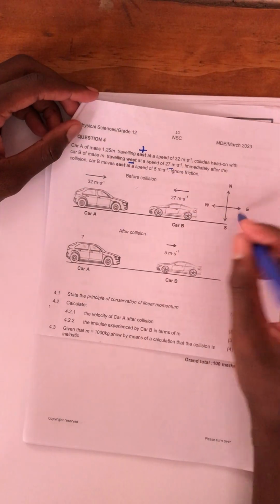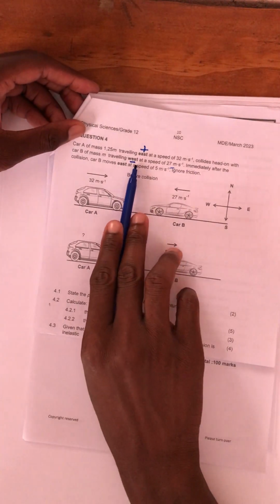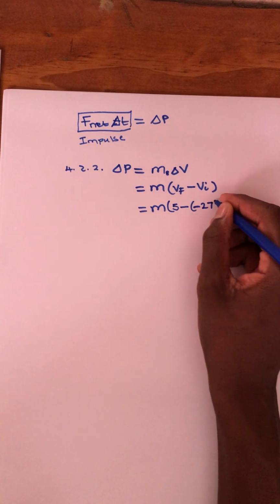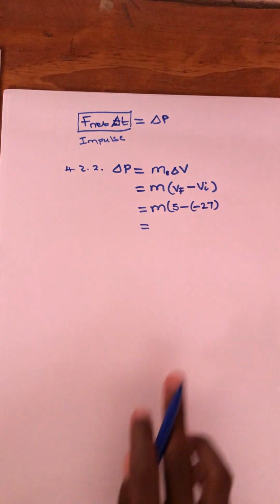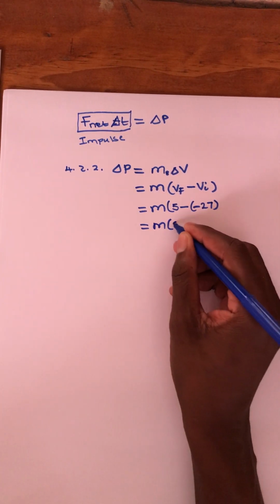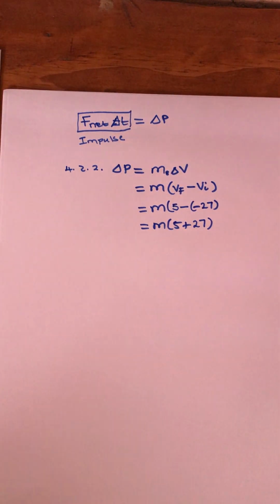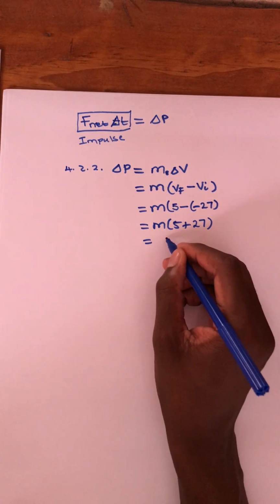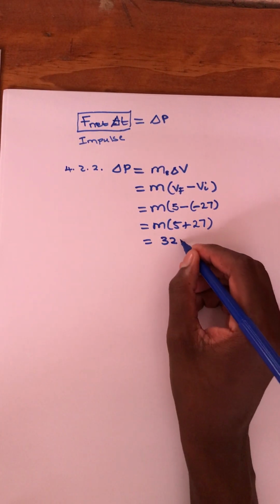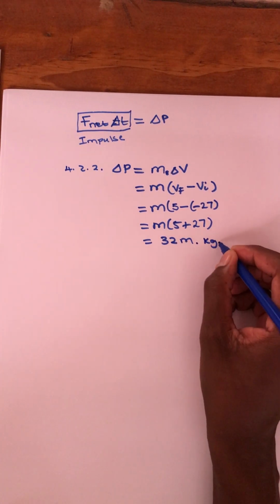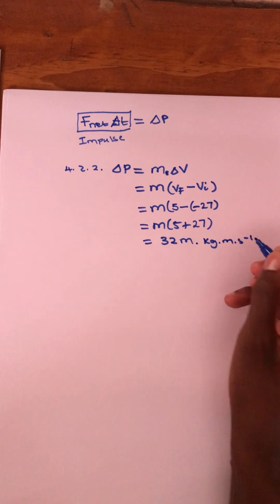The car was moving at 27 meters per second, but it was going west, and we chose west as negative, so that will be negative 27. So now m times 5 plus 27, since negative multiplied by negative is positive. What is 5 plus 27? That will be 32m, but the unit should be kg meters per second.